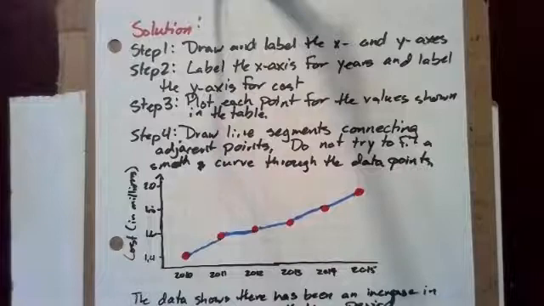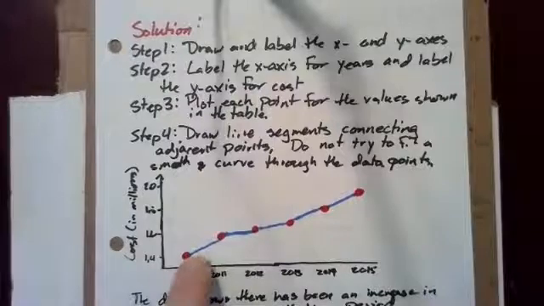Then we label the X-axis for years and label, it says draw and label in the first step, so why we're labeling again, I don't know. But whatever the case, after we've drawn, we label the X-axis for years and the Y-axis for cost. Step three, we plot each point for the values shown in the table. I plotted the points in red.